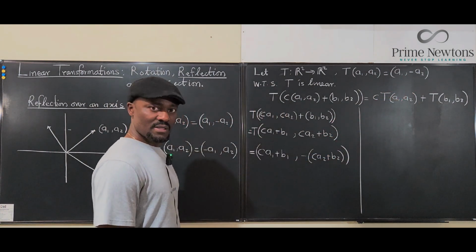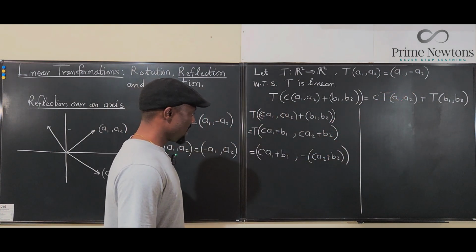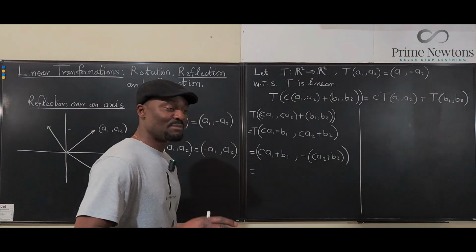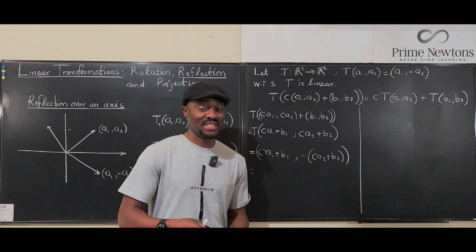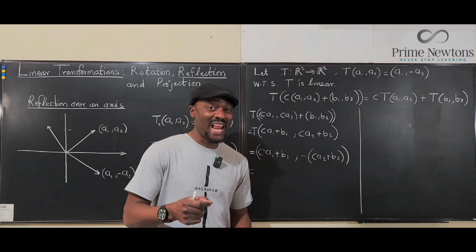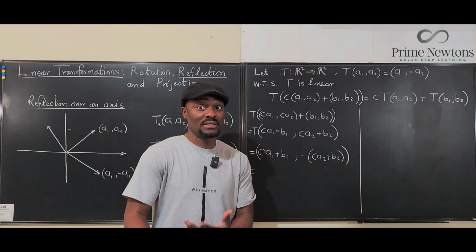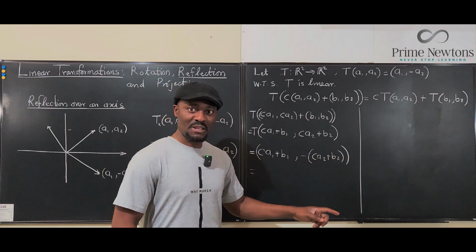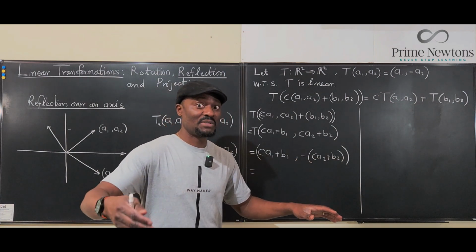What can we do with this? Well, we can distribute this negative. You see how I'm not skipping steps. I lost a lot of points in linear algebra because I was doing it as if it was algebra. So in algebra I could have skipped, I could have distributed immediately, but don't do two steps at a time.